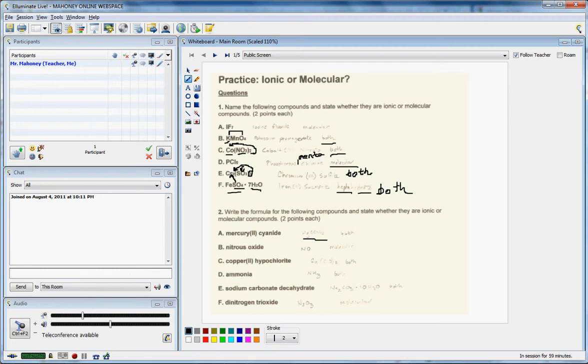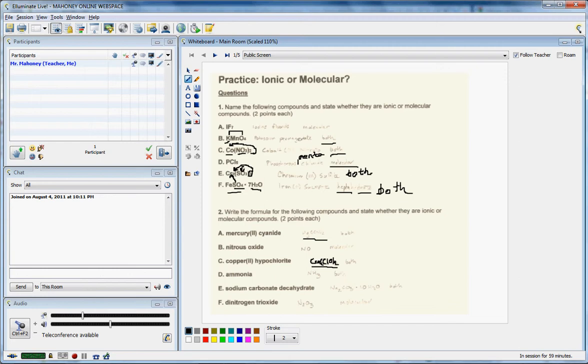We have CuClO2. I'm sorry, it didn't scan in very well. That's ClO2. And I'll go ahead and write it in the Cu. CuClO2, this is going to be both because we have the polyatomic ion of the hypochlorite as well as the metal, the copper.